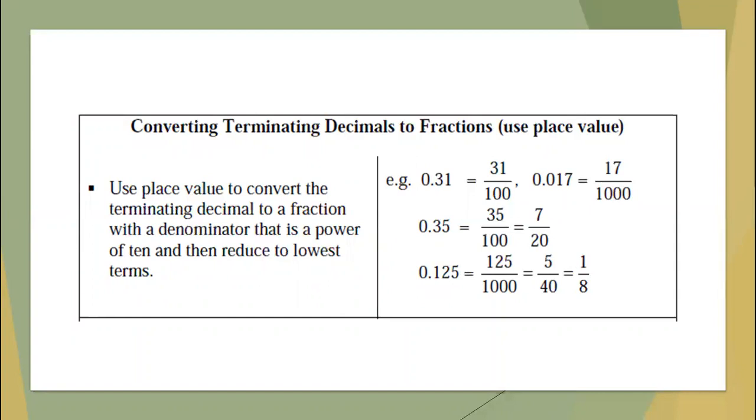So 0.31 equals 31 over 100, that's it, it doesn't get reduced. 0.017 equals 17 over 1,000. 0.35, 35 hundredths is 35 over 100. Yes, it can be reduced. Divide both by 5. The reduced form would be 7 over 20. 0.125 is 125 over 1,000, which is equal to 5 over 40, which further gets reduced to 1 over 8.